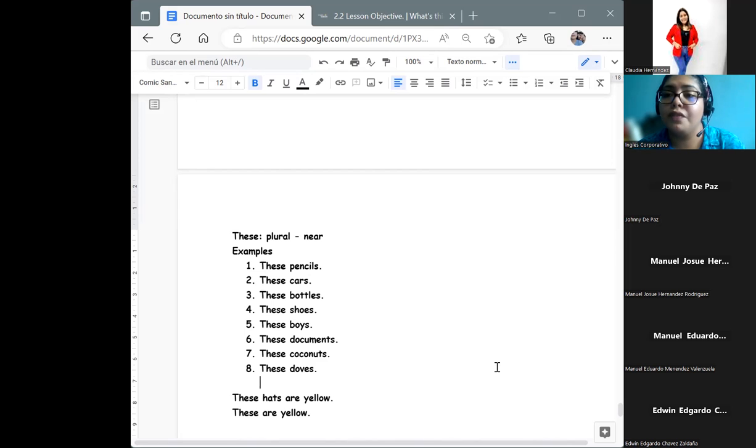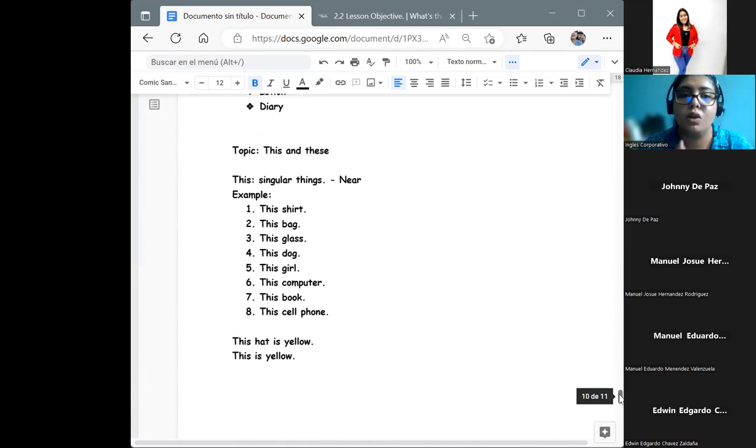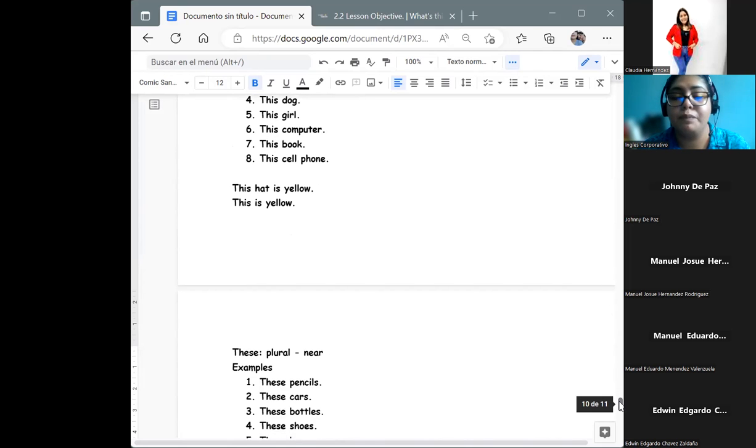So, you need to write 5 with these and 5 with this. 5 con singular y 5 con plural. So, let's go to create the statements, and then I'm going to ask you to read the sentence. Les voy a dar tiempo, escriban sus oraciones y luego van a decirlas. So, let's go.